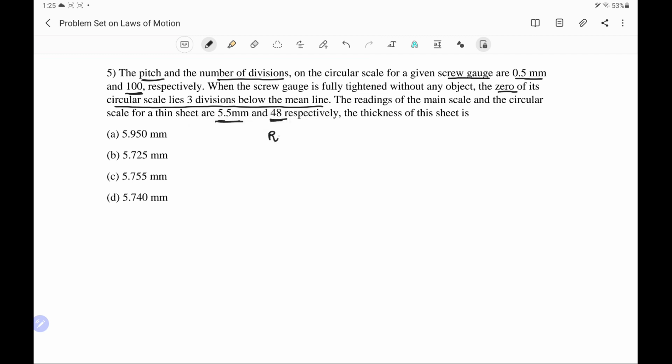reading of the measurement, and this formula is main scale reading plus least count into vernier scale reading or the circular scale reading. Here it is circular scale because it is a screw gauge, plus least count into zero error. We have to take this zero error plus or minus according to the situation. Here because zero of the circular scale lies below the main line, so we have to add it. In the question, the given data, first we write the given data.